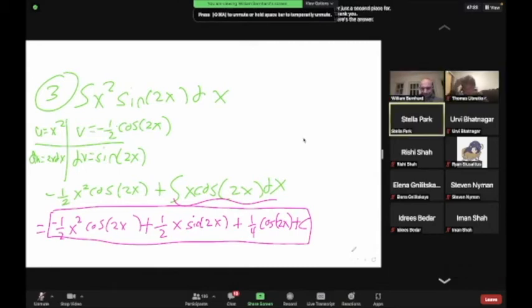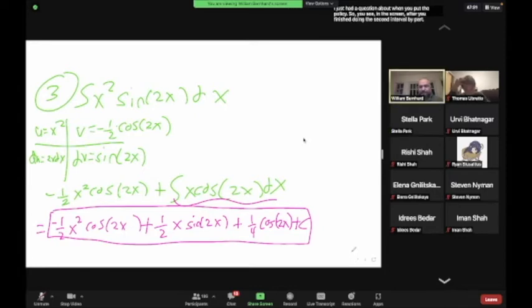I just had a question about when you put the plus C. So you see in the screen, after you finish doing the second integration by parts, you didn't put plus C in the answer. Yeah, and I'm glad you said that, because there's too many C's and they all combine together to give you some other C. So it's customary in an integration by parts problem, collectively, to just put the plus C at the very, very end. Okay, thank you.